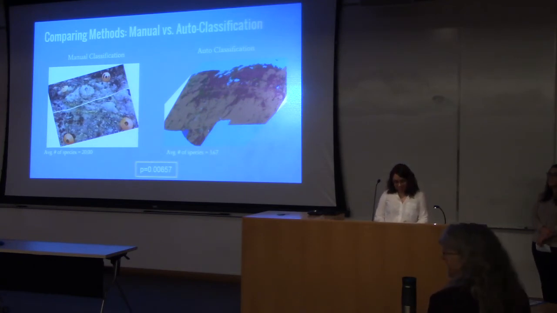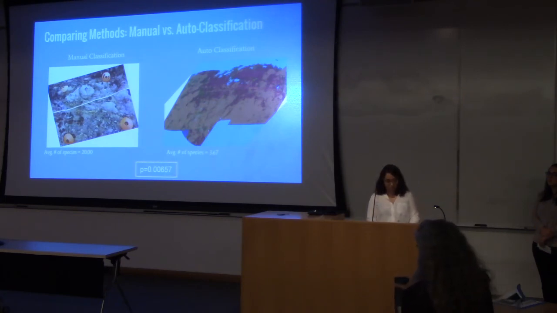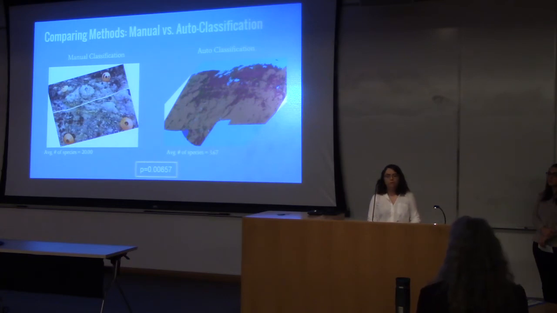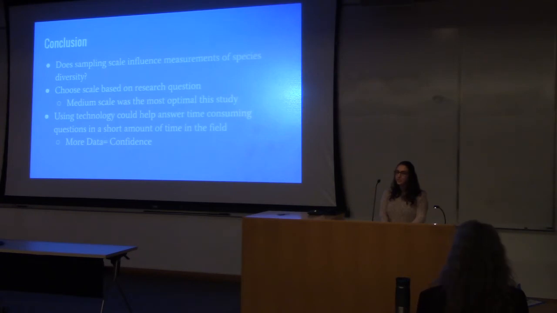As you can see, the manual classification method of the photo transect method captured a far greater average of species than the auto-classified panoramas. This could be due to the software not being able to differentiate between different species of green algae or red algae, since they might reflect the same wavelengths, or the panoramas not being able to capture smaller species such as limpets or snails. So we were testing to see if sampling scale influenced the measurements of species diversity, and we can clearly see that it did.